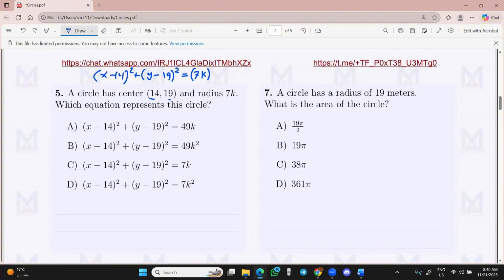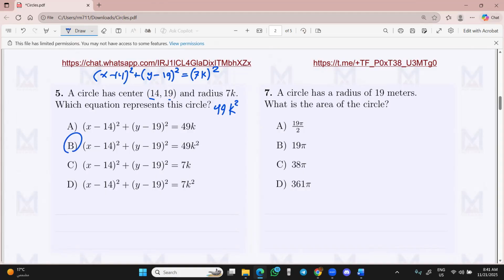So this is r, the radius, but as long as we write r squared in the equation, we need to write (7k) all squared here. And be very careful about the square. The square sign here controls both of these numbers. So 7 should be squared and also k as well. So 7 squared is 49, and k squared stays k squared, which means 49k squared. That's the answer, letter B.